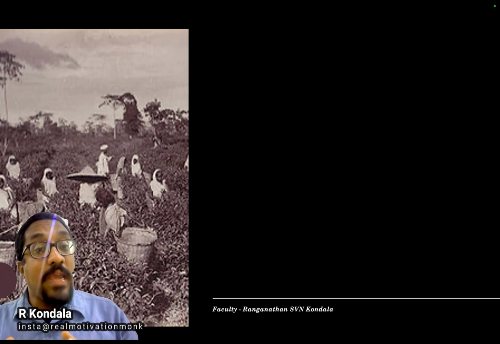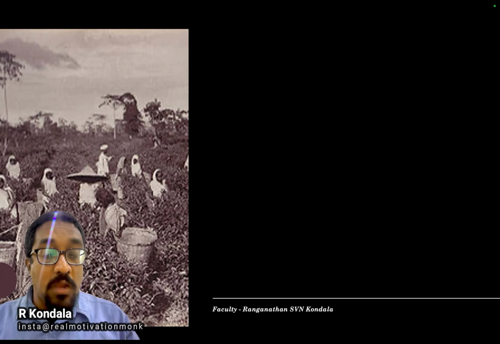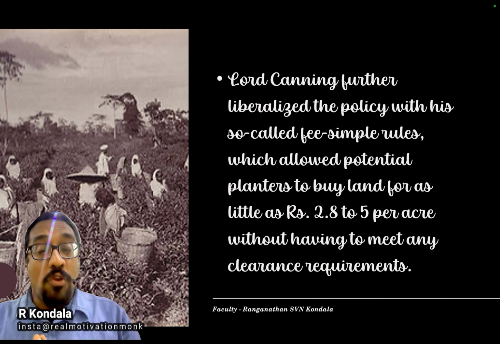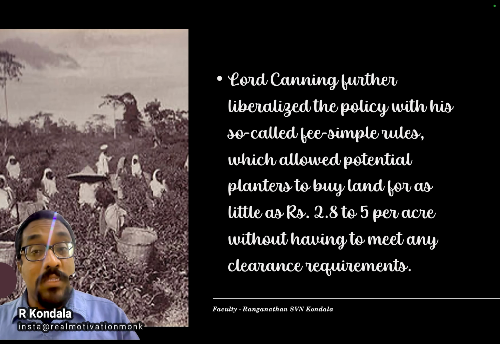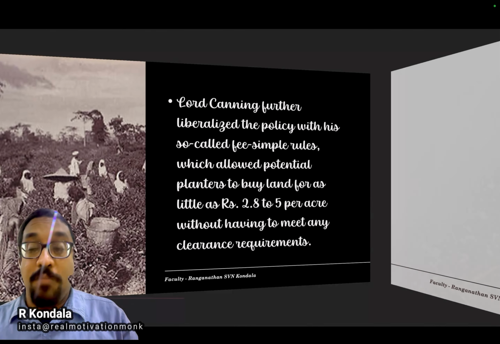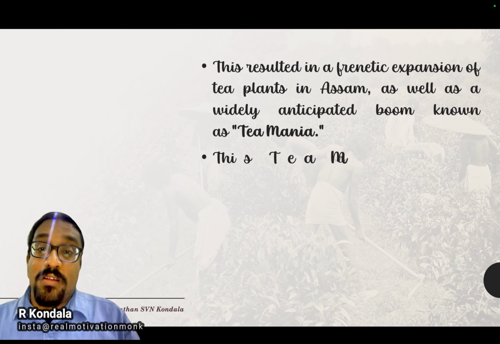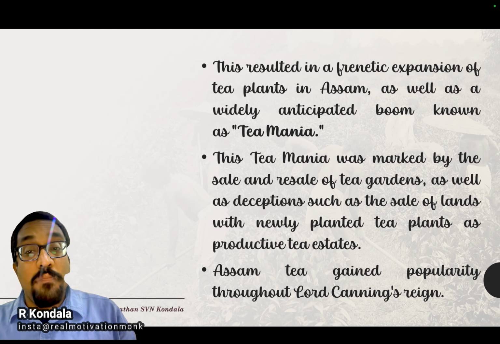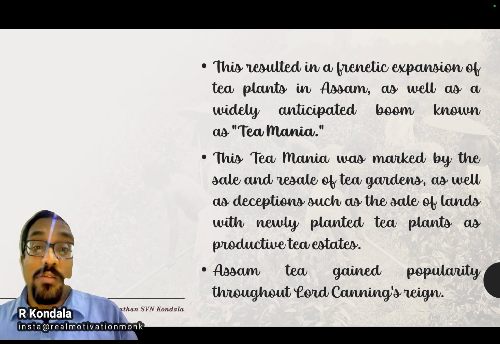Canning wanted to further encash on this because Assam tea had become too expensive and was in high demand in the United Kingdom. So Lord Canning further liberalized this entire wasteland resettlement policy by introducing fee simple rules, where he allowed potential planters to buy land for as little as 2 rupees 80 paisa to 5 rupees an acre without having to meet any of the clearance requirements as before. Simultaneously, it resulted in a frantic expansion of tea plantations in Assam, which is what we today call the tea mania.